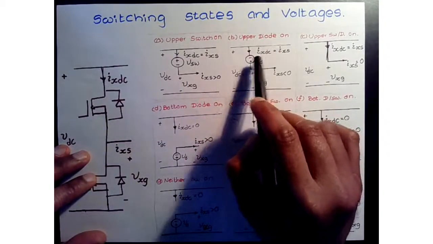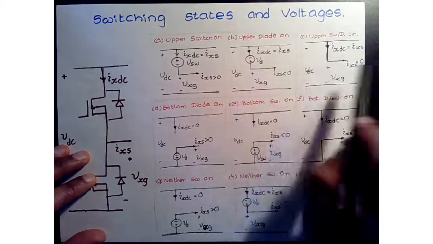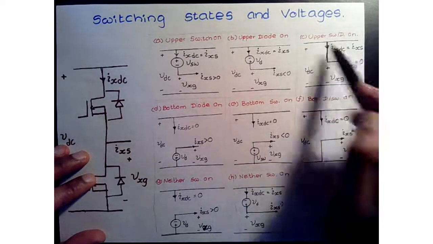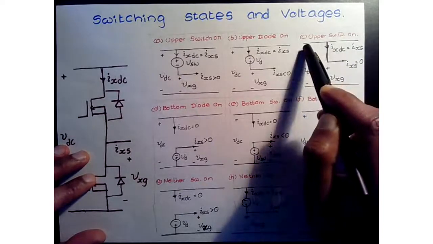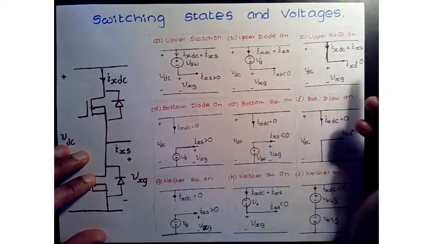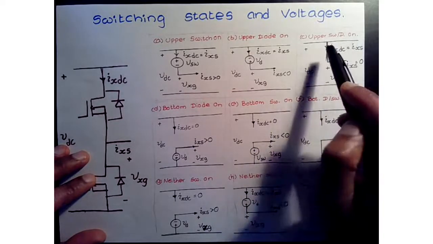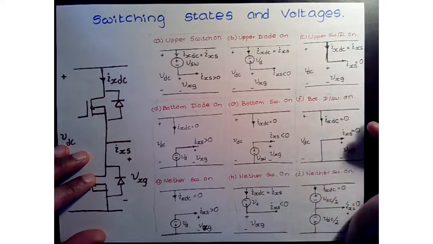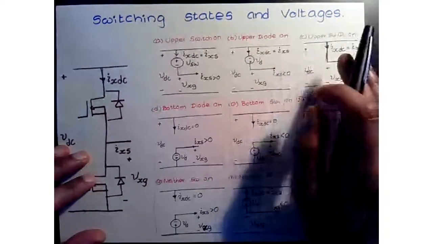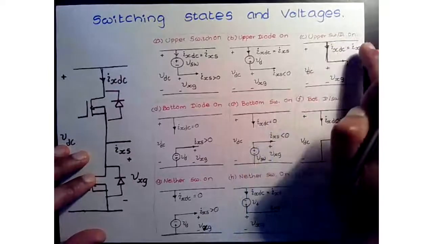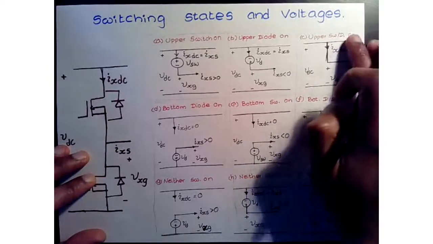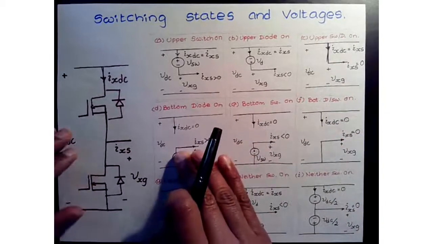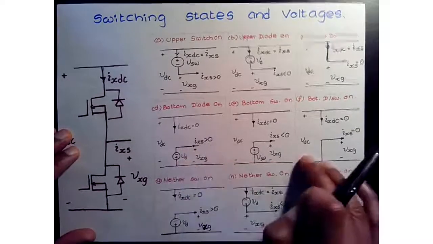All right, okay, and then there can be another case where the upper switch is on, however the voltages are equal. VXG is equal to VDC, therefore no current, so almost equal, so there is no current flow coming out or going in. Okay, so that's the upper switch or the diode being on. And then you can see three similar cases for the lower switch.